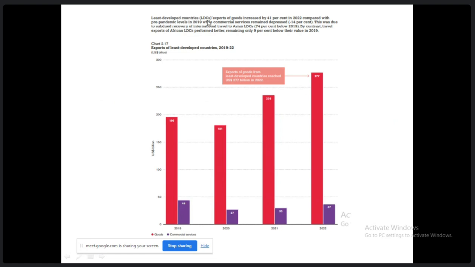So among the least developed countries, we can see that the exports of goods from the least developed countries reached $277 billion in 2022. So there has been a tremendous growth in the goods market in the least developed countries. This is also something worth noting, that the least developed countries' exports of goods is increasing very heavily post pandemic period.